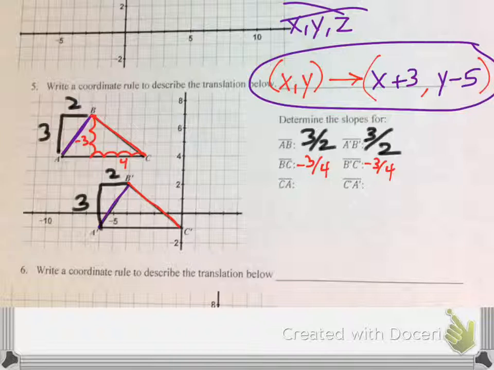Thumbs up if you understand this completely. I finally understand. I don't see it. I have one question about one thing. CA, what's the slope? Wait, I have a question real quick. Okay, go ahead.